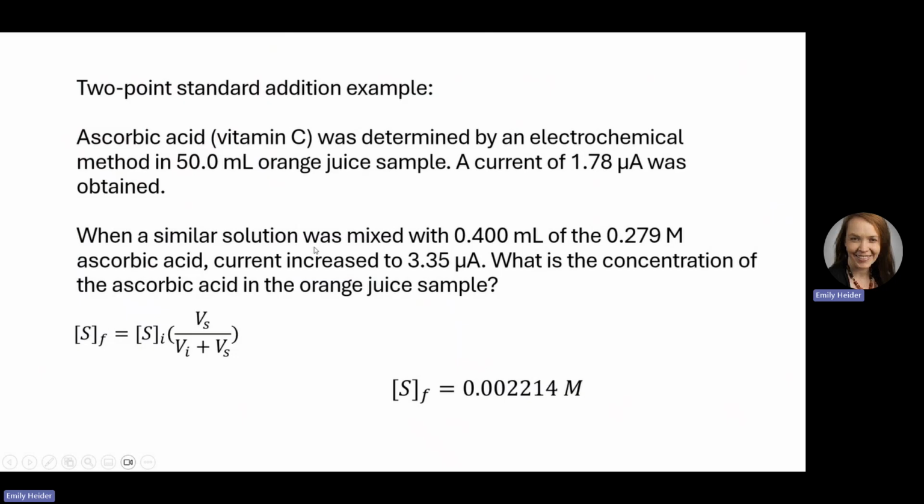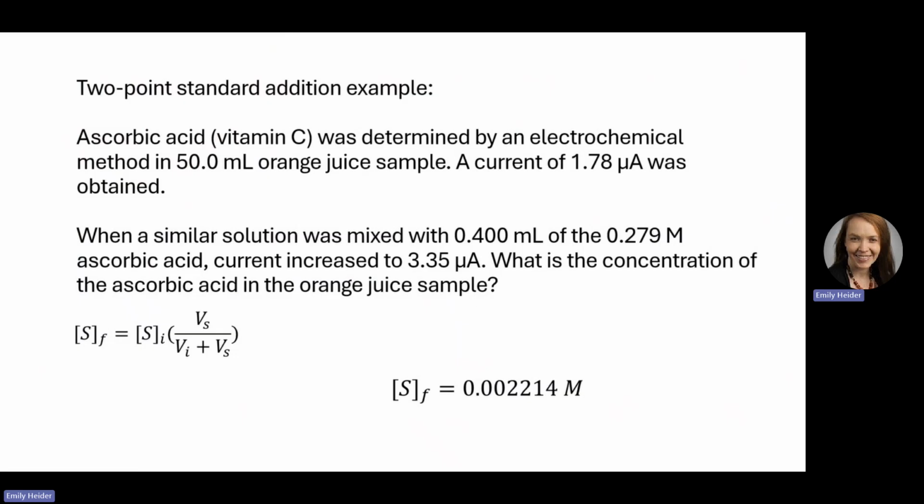Let's suppose we want to measure ascorbic acid in orange juice. And so we take a 50 milliliter sample of orange juice and measure the current due to the ascorbic acid as 1.78 microamps. After that, we're going to mix a little bit of standard, 0.400 milliliters of standard with a known concentration, and we measure the signal again. Now the signal's gone up because we added more ascorbic acid than was originally present in just the orange juice. And the question is, what's the concentration of the ascorbic acid in the original orange juice sample?